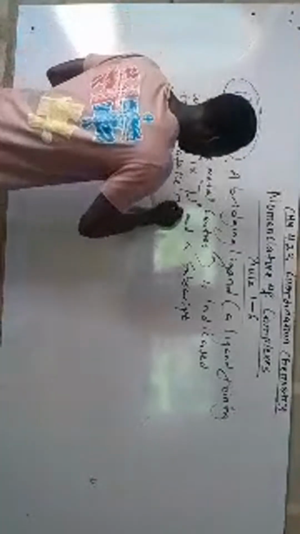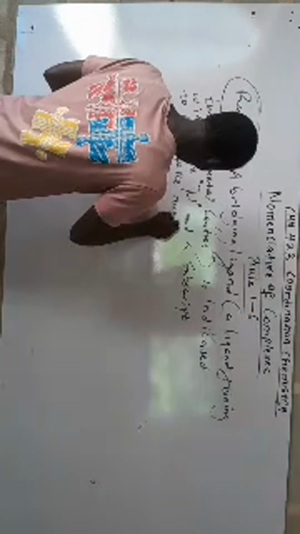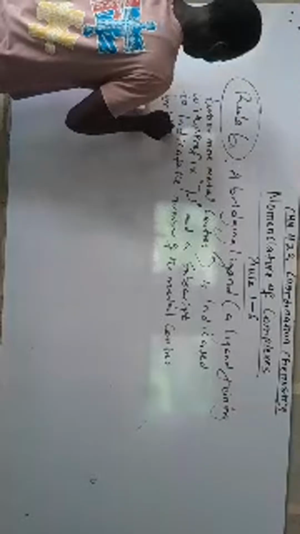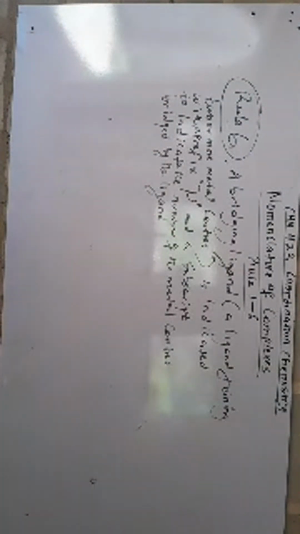To indicate the number of the metal centers bridged by the ligands. So let's find out what this actually means.